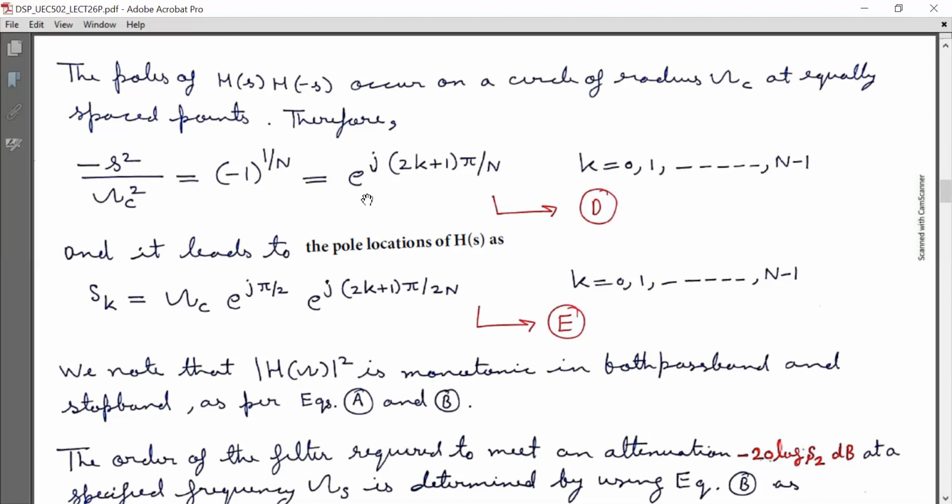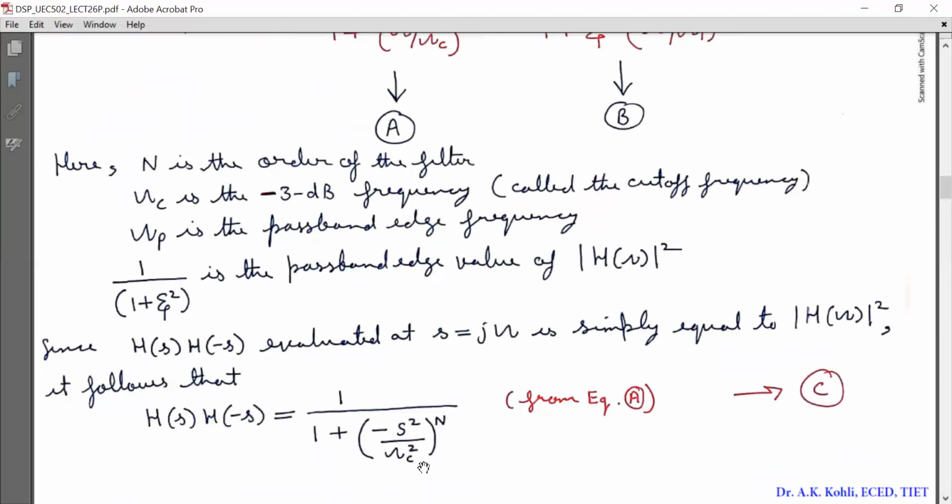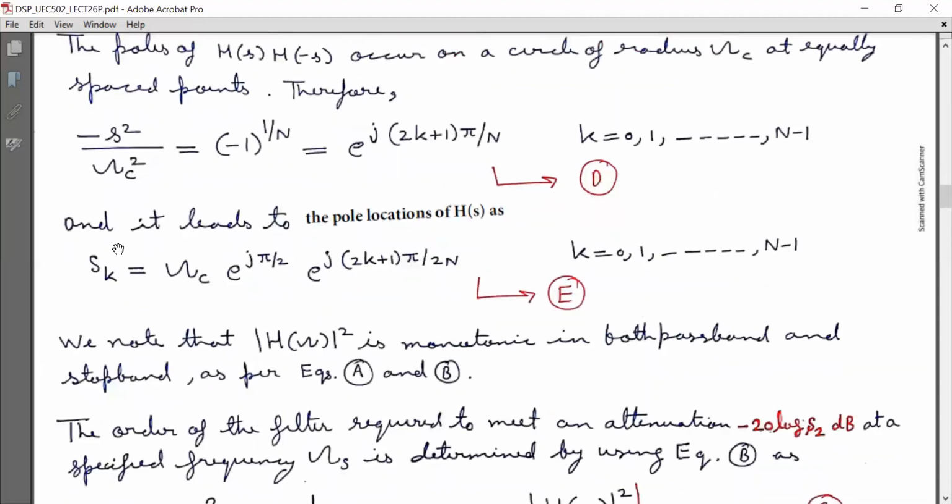I have got equation D by equating denominator equal to 0 in equation C. And it leads to the pole locations of H(s) as s_k is equal to omega c e raised to power jπ by 2 e raised to power j(2k+1)π by 2N for k = 0 to N minus 1. Mark it as equation E.